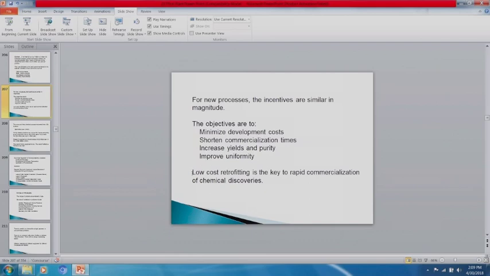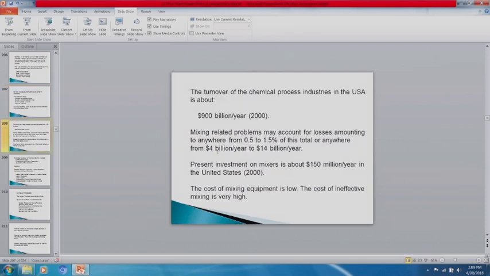This is coming from a good friend of mine. I won't mention his name, but I will acknowledge that there is a chap who gave me this. Low-cost retrofitting is key to rapid commercialization of chemical discoveries. Low-cost retrofitting, right, is key to rapid commercialization. This guy ought to know. He was in the business.